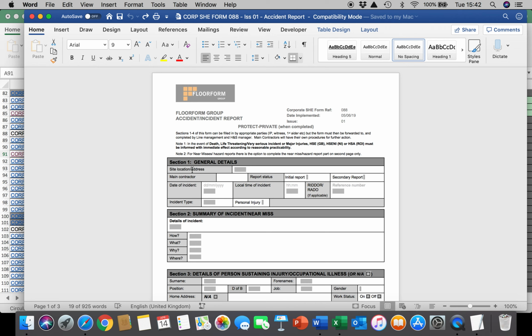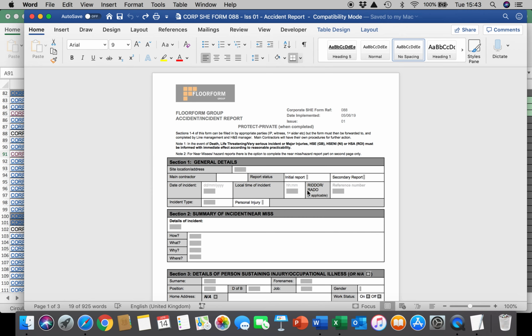It is site location and address, gets filled in there, who the main contractor is there, and the report status. So if it's the initial report or if it's a follow-up. So initial report obviously is the thing you do straight away. However, if you then find out other information, then you put it down on another one of these forms, but you put it down as a secondary form. Date of the incident, day, month, and year. Okay, and the time of the incident in here.